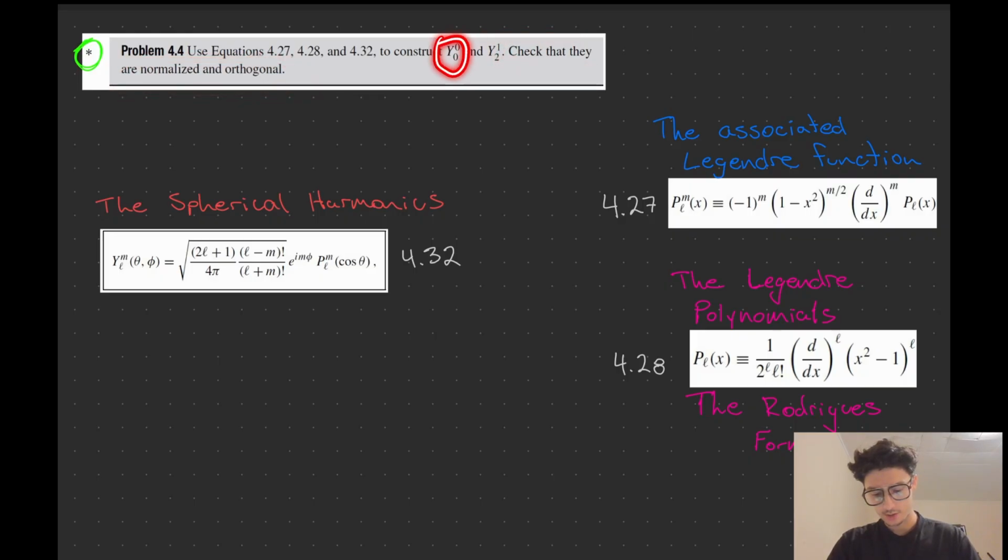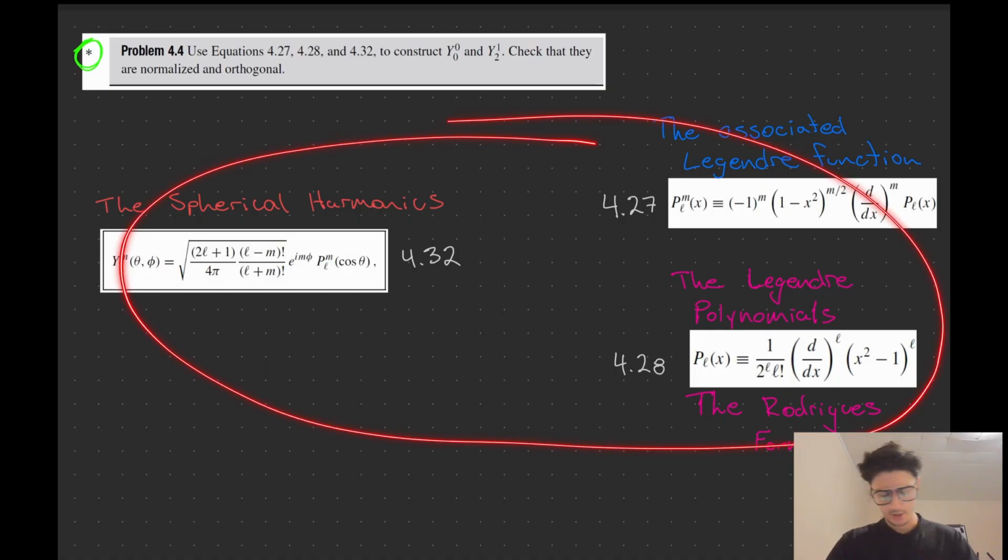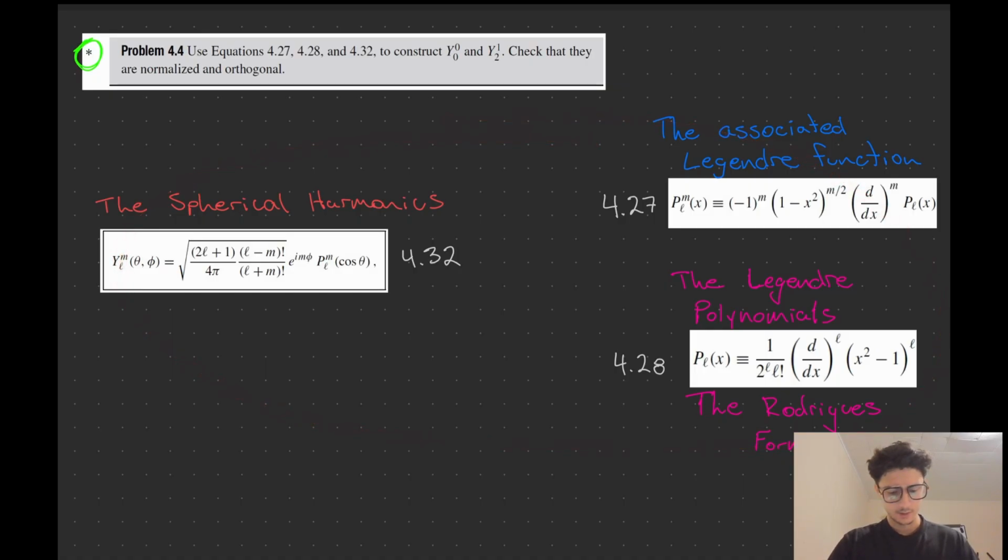First, I'm going to construct these to show you how easy it is. It is pretty easy. I mean, we have the Lego pieces right here in front of us, so that's what we're going to do. And then in the second part, we're going to normalize and check their orthogonality, which might be quite long. So grab some snacks, grab some water. Let's check what we do here.